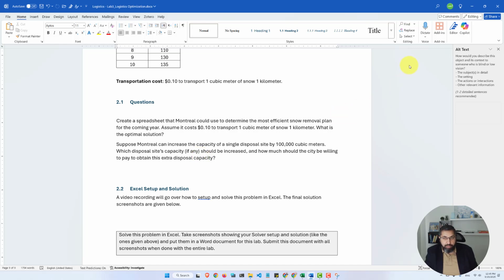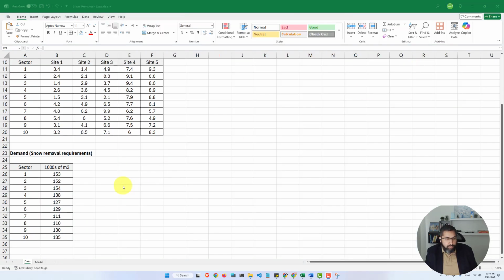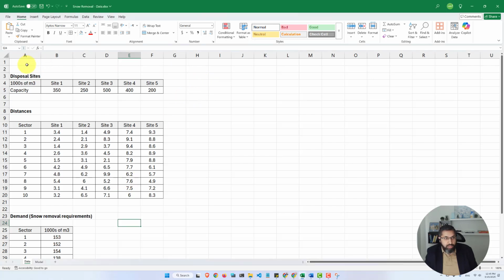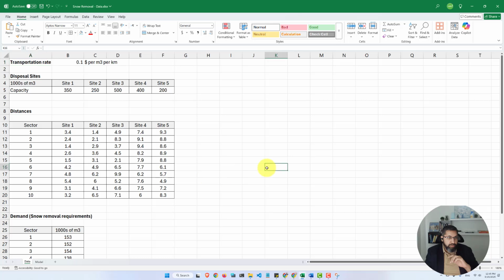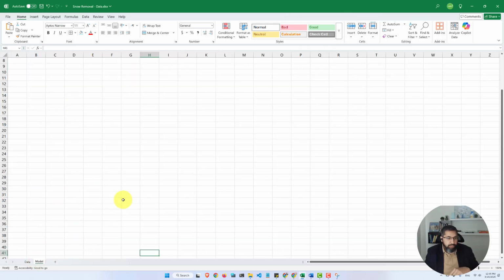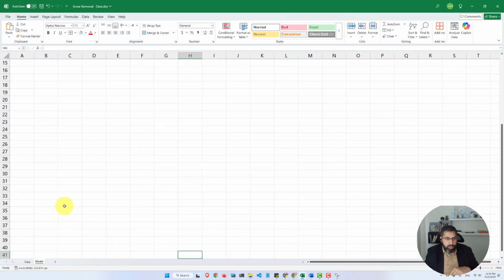So let's set this up in Excel. I'm just going to put in the transportation rate here as well. So it costs us $0.10, or 10 cents, to take 1 cubic meter 1 kilometer. That's our transportation rate. So I'm going to make a new worksheet called model, and we're going to model that.